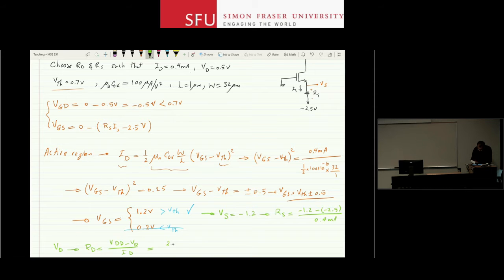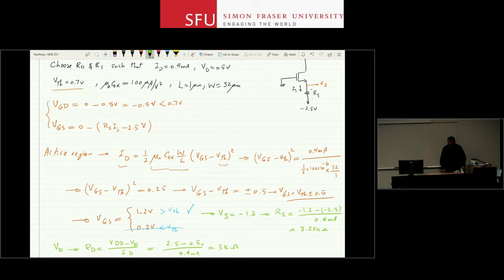So RD is going to be VDD minus VD divided by ID as well. So it's going to be 2.5 minus, how much was VD? 0.5 divided by 0.4 milliamps. These are in volts, that's in milliamps. So RD is going to be 5 kilo ohms, and RS, if you do the calculations here, is going to be 3.25 kilo ohms. Okay? So, done.